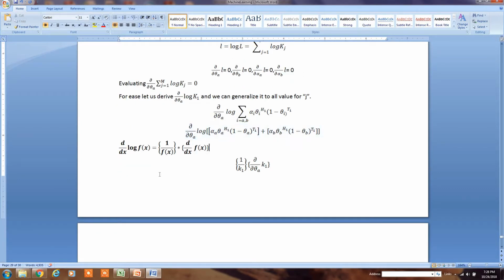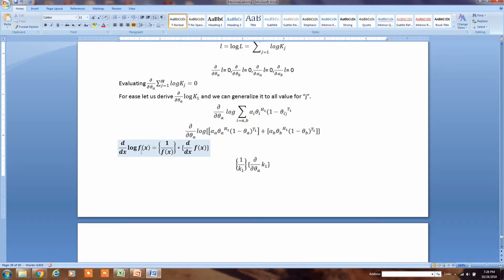Now, after this, to get the differentiation of this equation, we'll have to refer a bit of basics of calculus. And one of the differentiation formula we find in calculus is something like this.